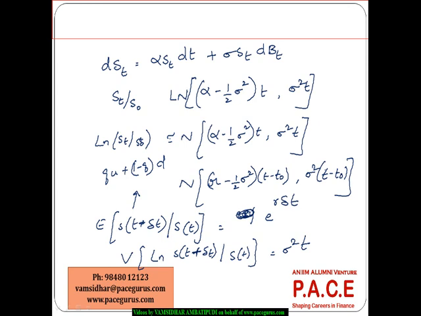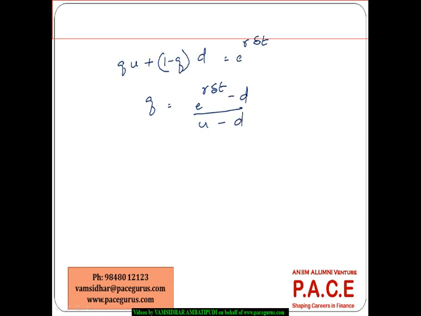This is the expected value. It directly comes out as q times the up move plus 1 minus q times d, which is the same as e power r delta t. So from here I can simplify q as e power r delta t minus d divided by u minus d.